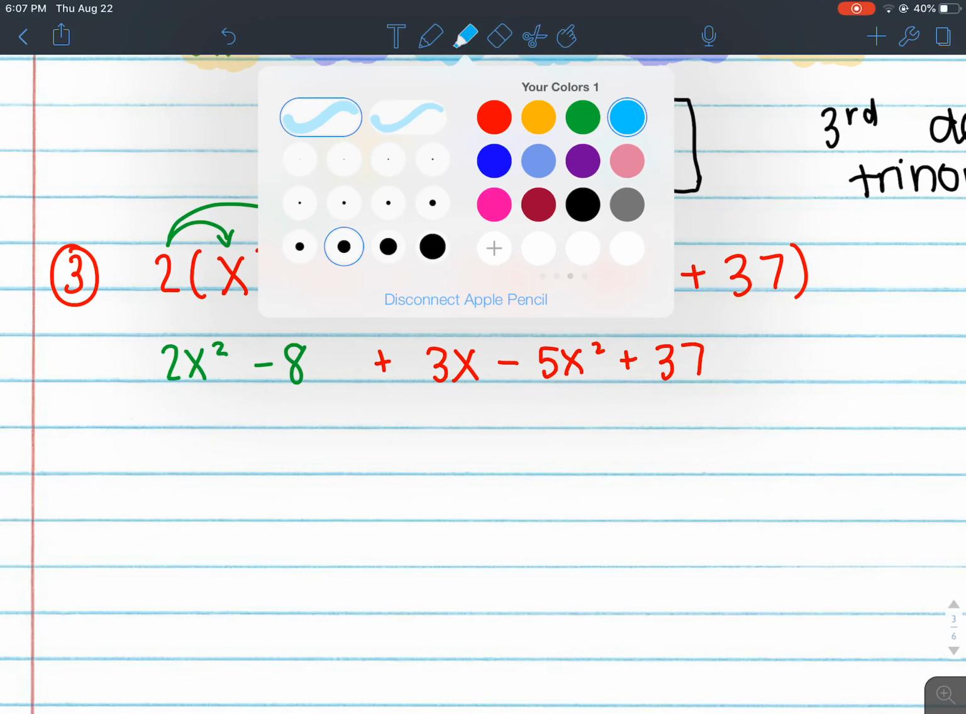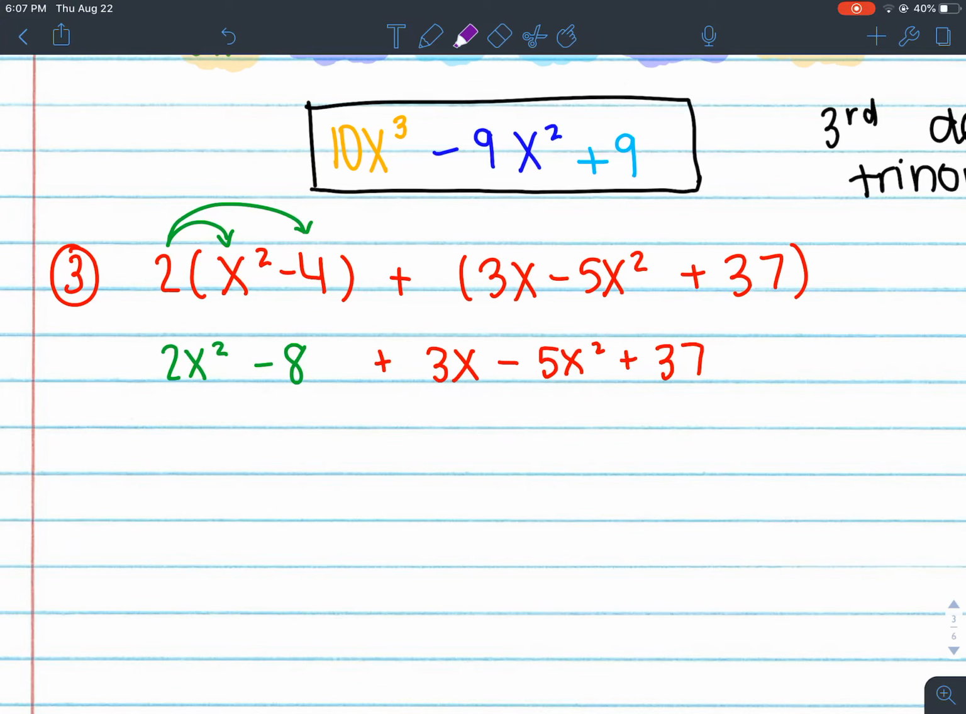Okay. Now let's find any like terms. Let's look for the highest exponent. The highest exponent that I see is a 2. So I'm going to do 2x squared and then negative 5x squared first. Those combine to make negative 3x squared. And then 3x is actually all by itself. There are no like terms, so it's going to be plus 3x.